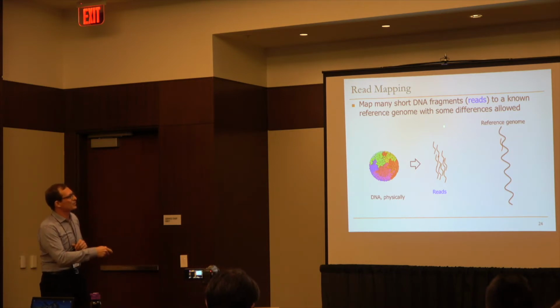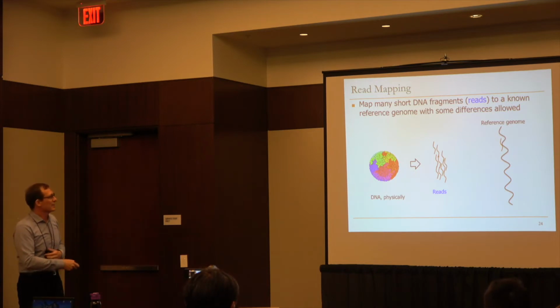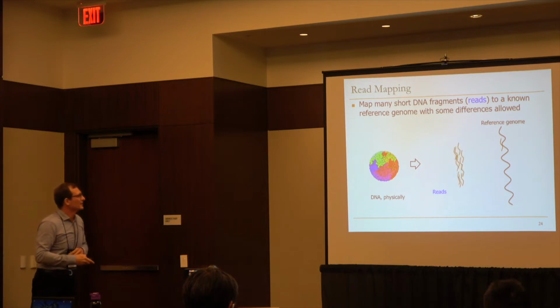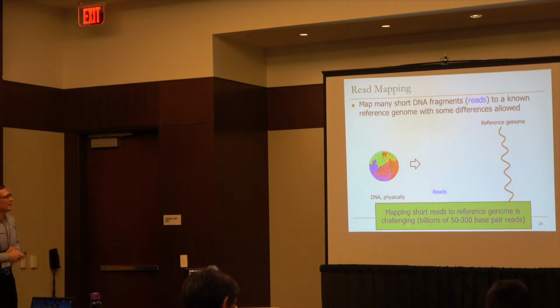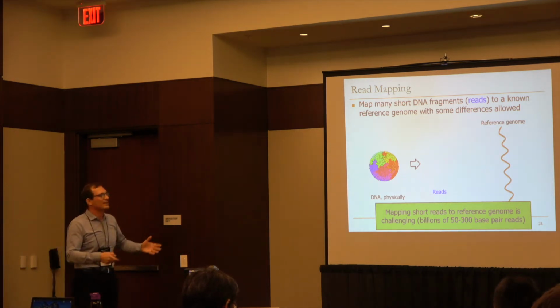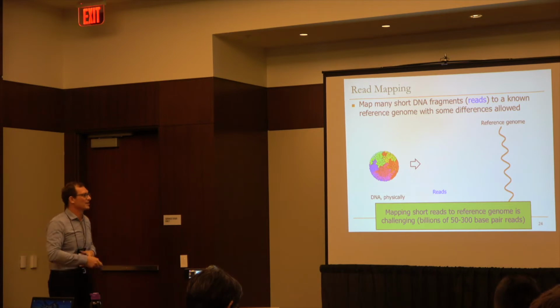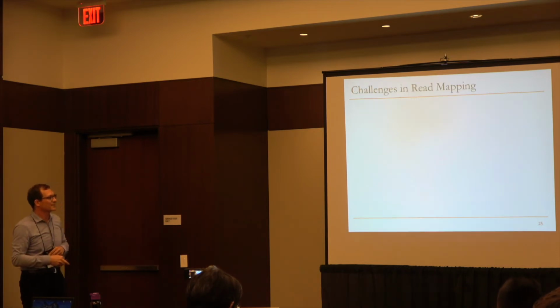So as a result, you don't do it once, you do it many times. You actually do amplification. Especially with short reads, you may actually need to do amplification a lot. But this is a trade-off I'm not going to go into. Okay, so basically mapping short reads to a reference genome is challenging because you have millions or billions, if you do amplification, of 50 to 300 base pair reads.